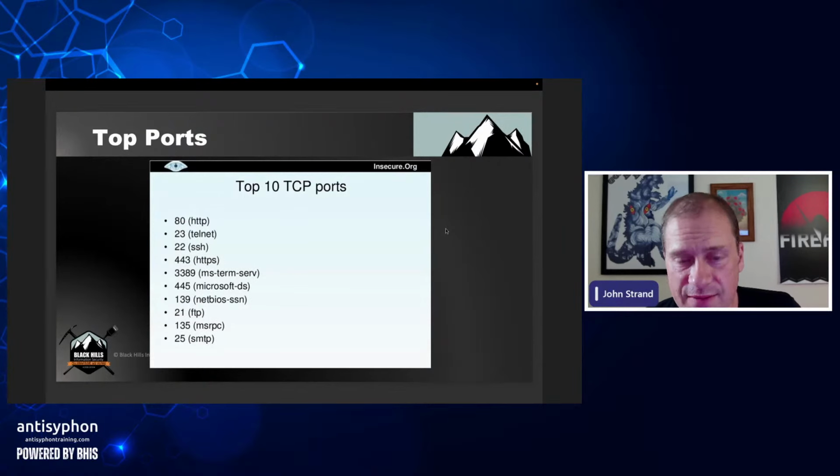80 is for web traffic. 23 is Telnet. 22 is SSH. 3389 is terminal services. 445 is data services. 139 is NetBIOS. 21 is FTP. RPC is 135, and 25 is SMTP for mail.